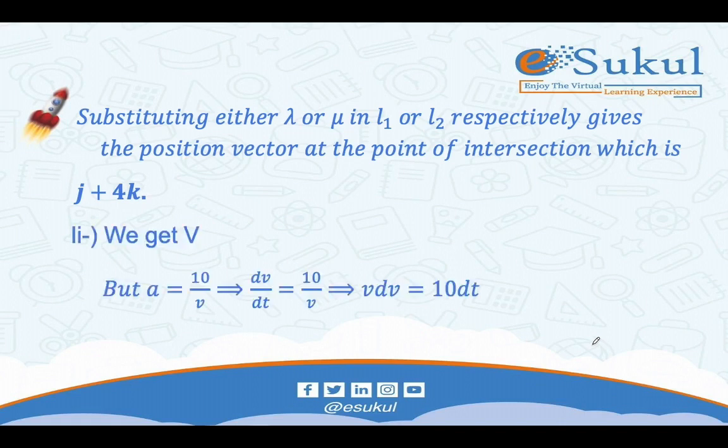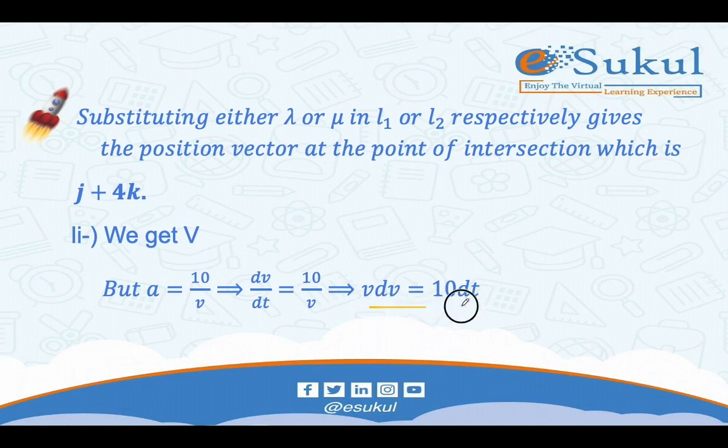In sub 2, we have kinematics, where we are to get the speed of the particle when t equals 5. We remind ourselves that the acceleration of a particle starting from rest has value 10 on v meters per second squared. So therefore, we can write the derivative, which is dv on dt, for the acceleration.